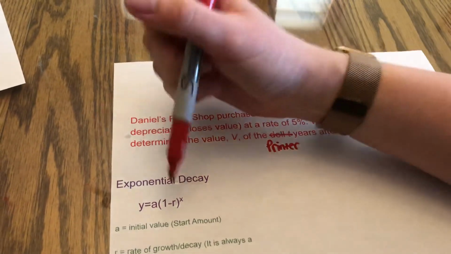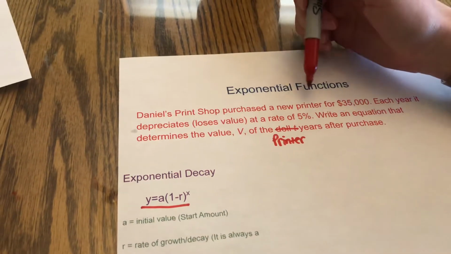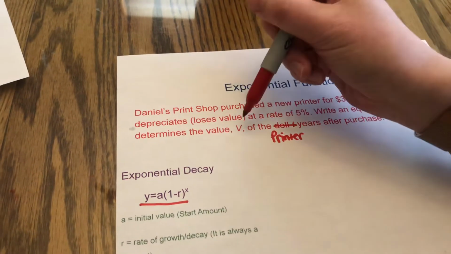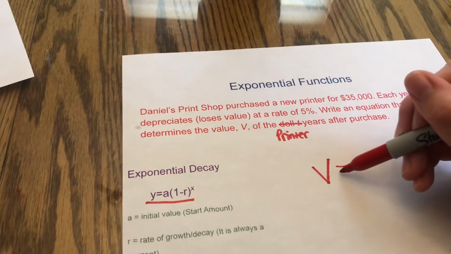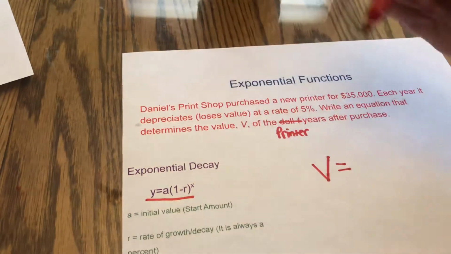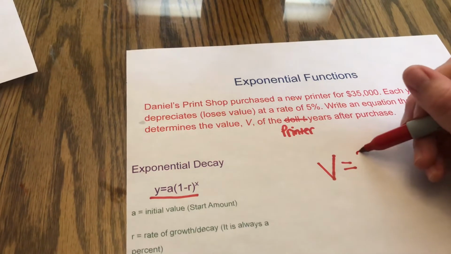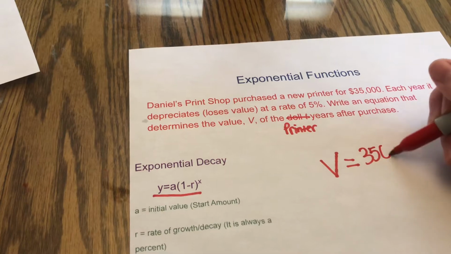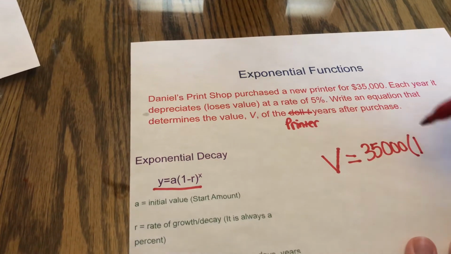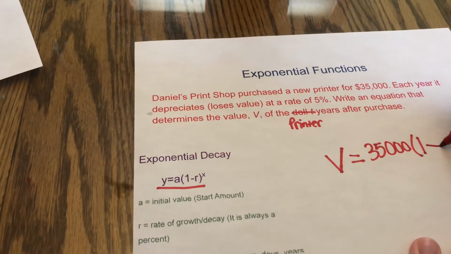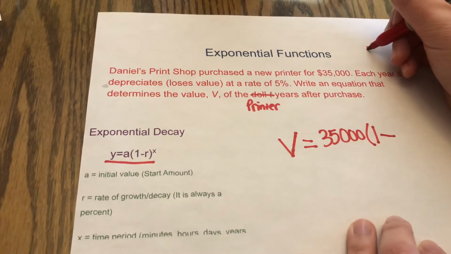Okay, so again, we're using our exponential decay problem. It tells us to use the same V and T. So I'm going to start off with the value of the printer is equal to my initial value. Well, it started at this $35,000. So I'm going to put in 35,000 parentheses 1 minus this time, because it is a decay, it is losing value. My rate, again, it's 5%.